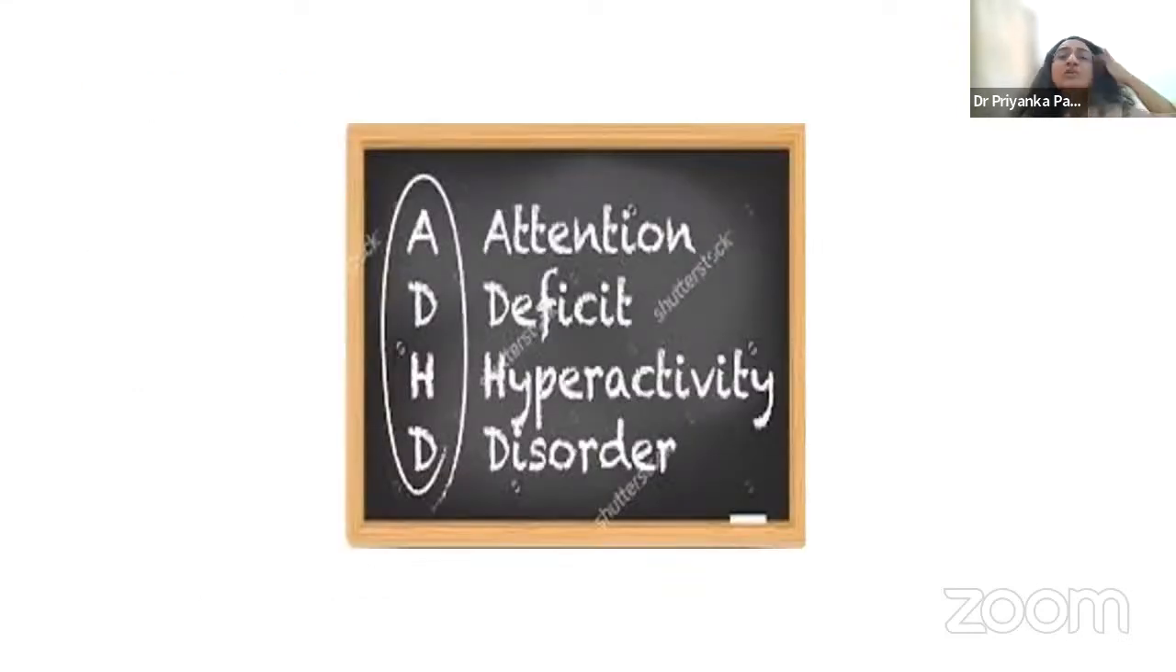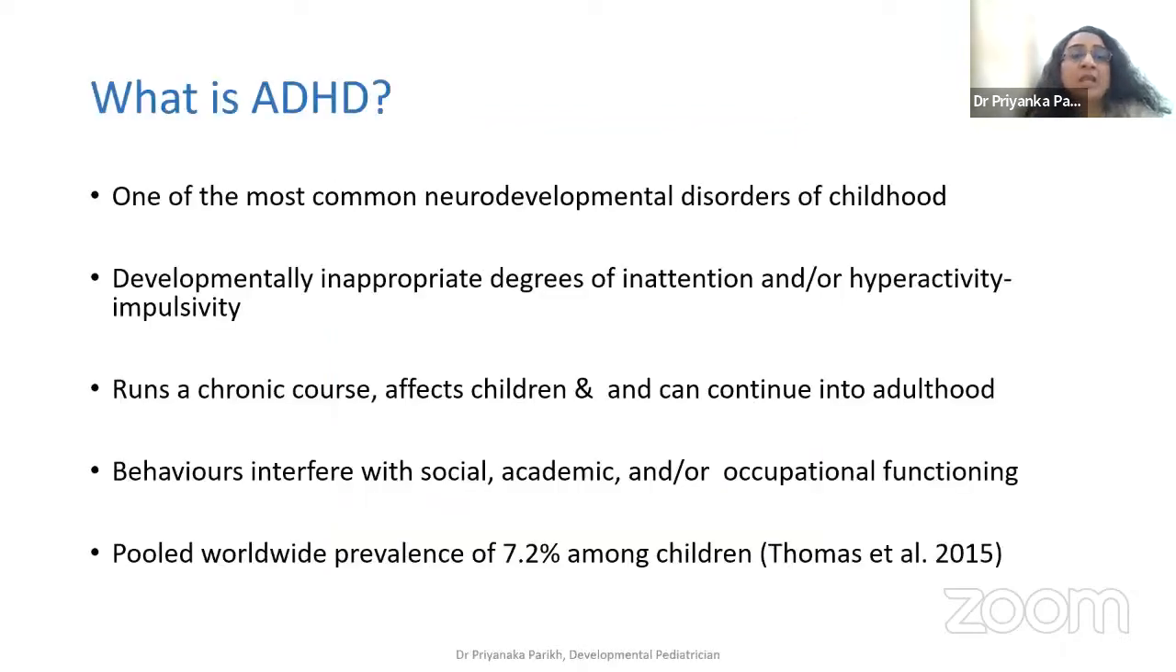So let's look at one of the very common comorbidities that we see along with learning disability. What is ADHD, or attention deficit hyperactivity disorder? It is again one of the most common neurodevelopmental disorders of childhood. Here we see developmentally inappropriate degrees of inattention, with or without hyperactivity and impulsivity.